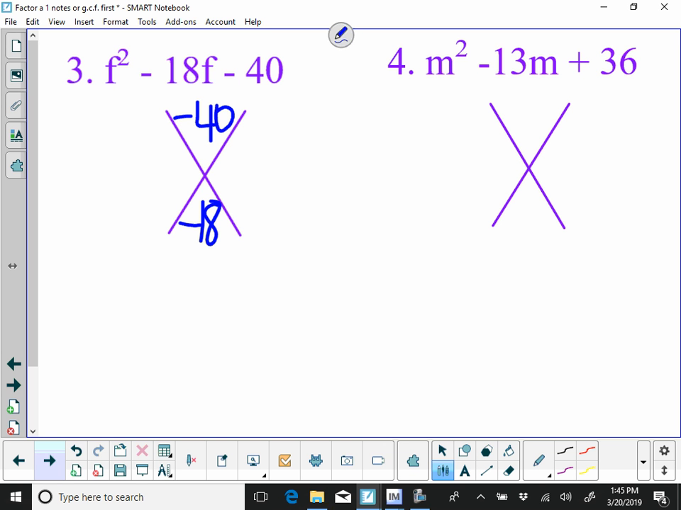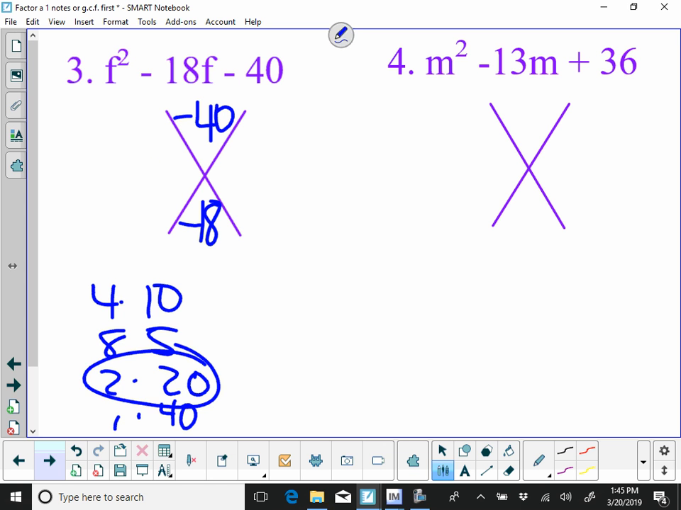So we want to look first at our multiplication. So 4 and 10, 8 and 5, we've got 2 and 20, and we've got 1 and 40, right? Yeah. So how can I get an 18? 2 and 20, and for it to be a -18, it needs to be a -20.